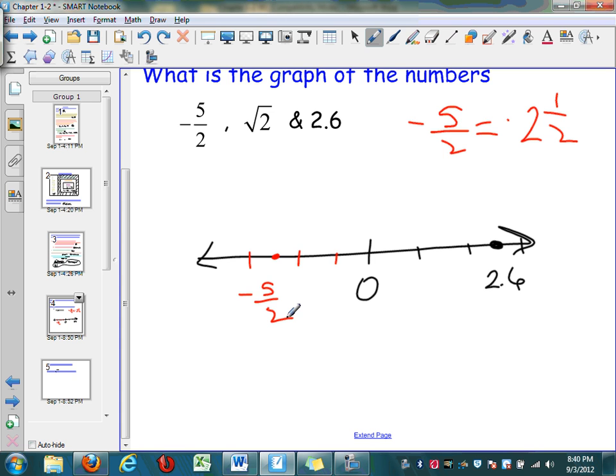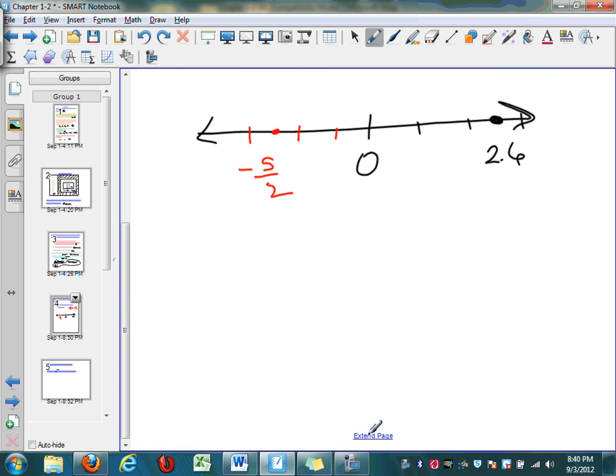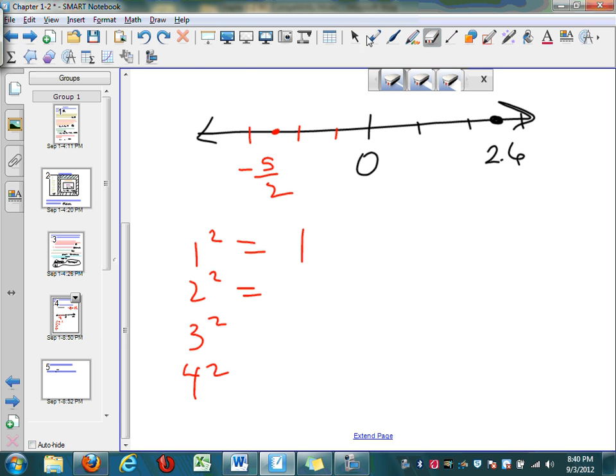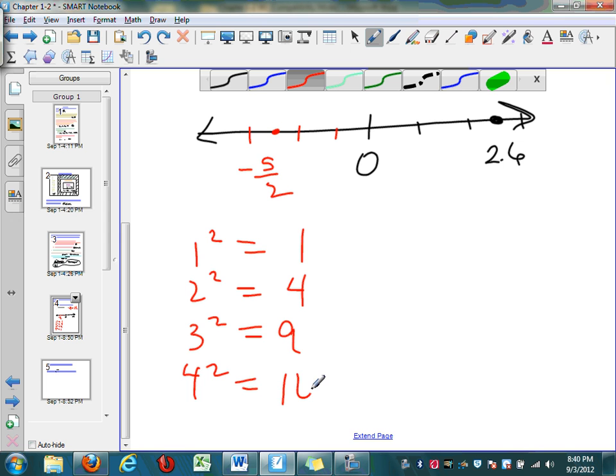The next thing is where's the square root of 2? Well, I want you to go back over to here and square your numbers. So 1 squared is 1, 2 squared is going to be, not 2, but 4. Sorry about that. 3 squared is 9, and 4 squared is 16. Which means if I'm going to take the square root of these numbers, the square root of 1 is going to give me 1. If I take the square root of 4, it's going to give me 2. If I take the square root of 9, it's going to give me 3. And if I take the square root of 16, it's going to give me 4.